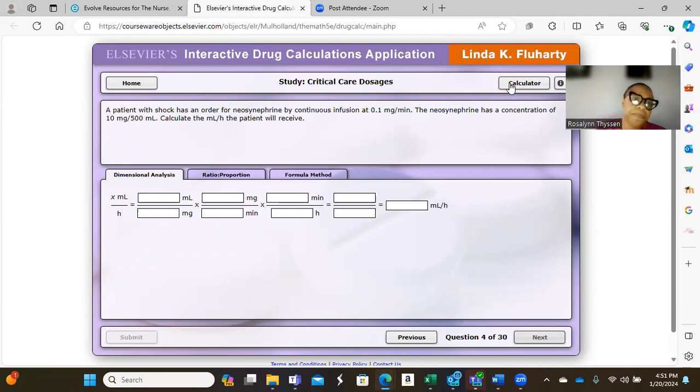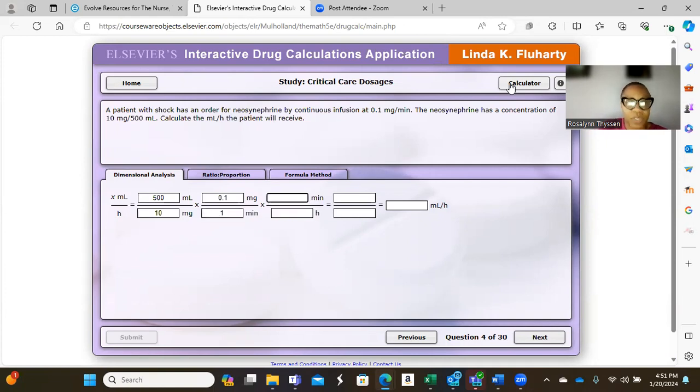Okay, so let's look at this one. A patient with shock has an order for 0.1 milligram per minute. We have a concentration of 10 milligrams in 500 mils. Calculate the mils per hour. So what am I looking for? Mils per hour, so I'm looking for mils first. What do I know about mils? According to the information I have, 500 mils in 10 milligrams. Milligrams is at the bottom, I know it has to go at the top. I have 0.1 milligram in 1 minute. Minutes at the bottom, I know it has to go to the top because I want to get to hours.